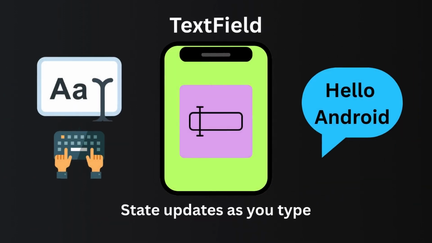Let's start with the text field, one of the simplest inputs. Every time the user types something, the state changes and Compose redraws the UI. It's incredibly smooth. You don't have to manually refresh anything. You define a variable using remember and mutable state, pass it to text field, and the new typed value instantly updates the UI.